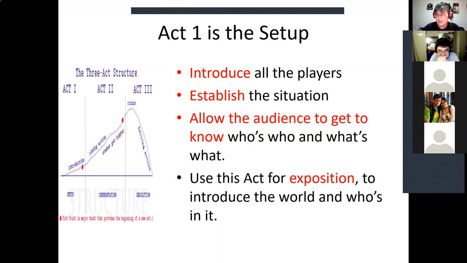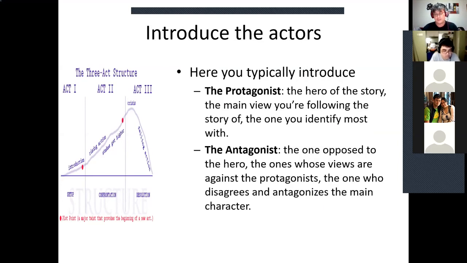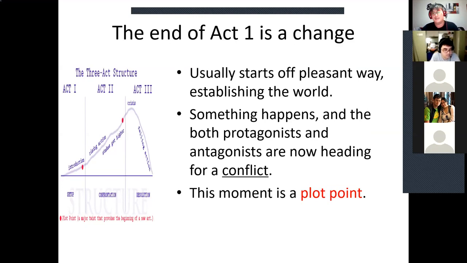By establishing the situation, you let the audience get to grips with what's going on, who's who, what's what. Is there a bomb about to go off? Are these a group of soldiers about to go off to war? Are these a group of soldiers about to go on vacation? In a sense, the first act is really exposition that sets up whatever happens next. What happens next is irreversible change, right?